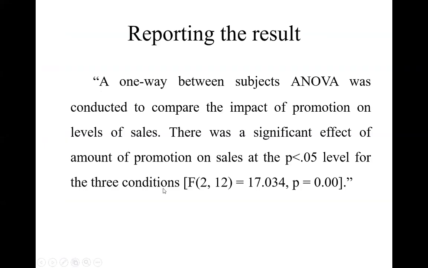Now we can report our result. A one-way between subject ANOVA was conducted to compare the impact of promotion on levels of sales. There was a significant effect of amount of promotion on sales, because the p value is less than 0.05, reported as F in brackets with degrees of freedom 2 and 12, the F value, and the p value. So we will report our result like this.